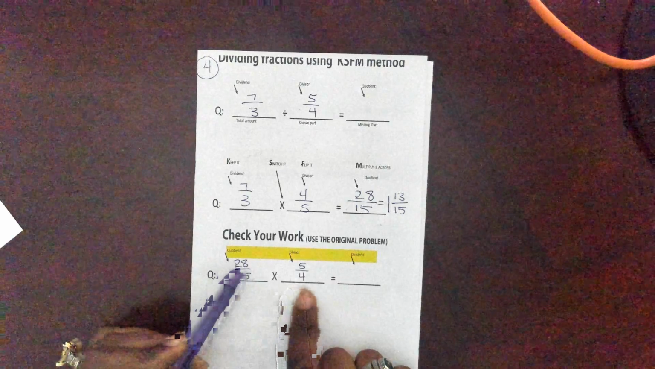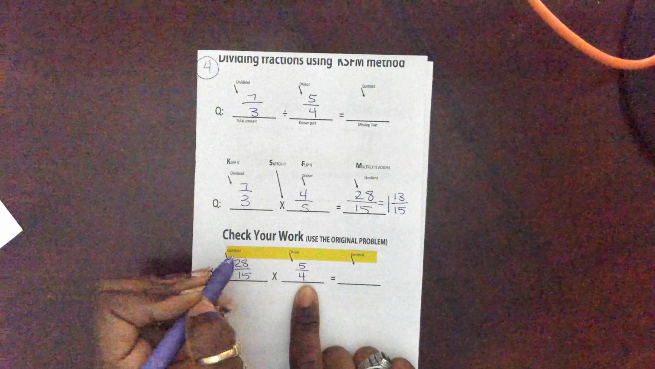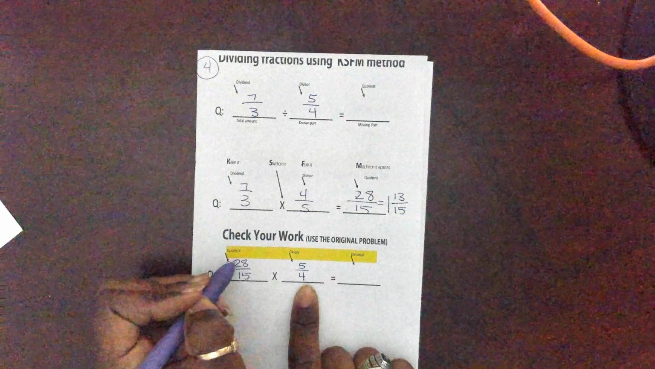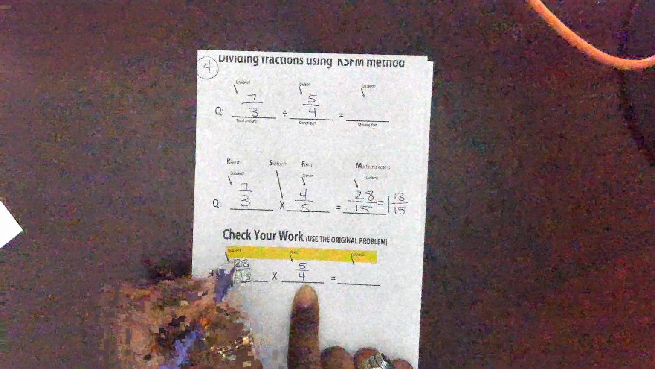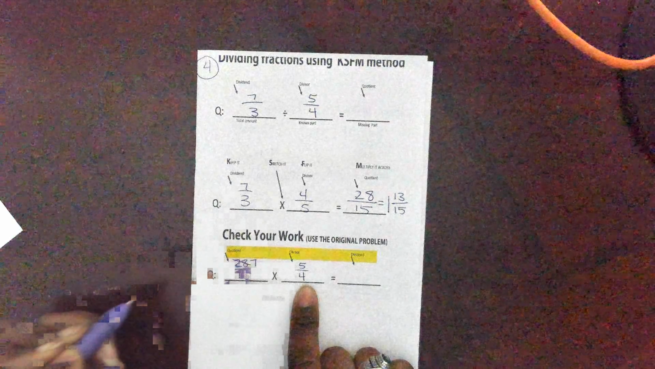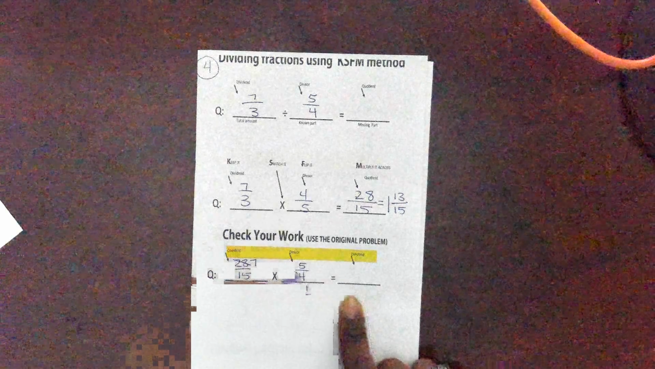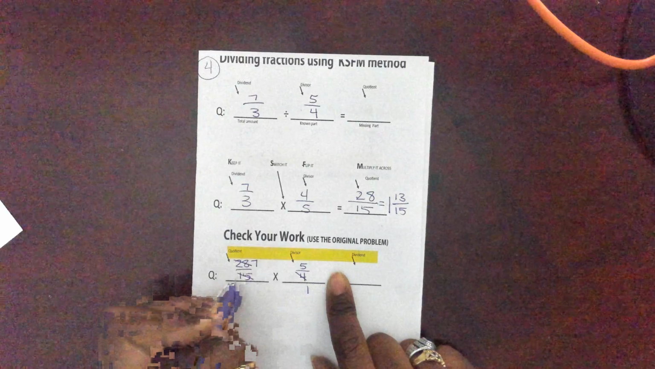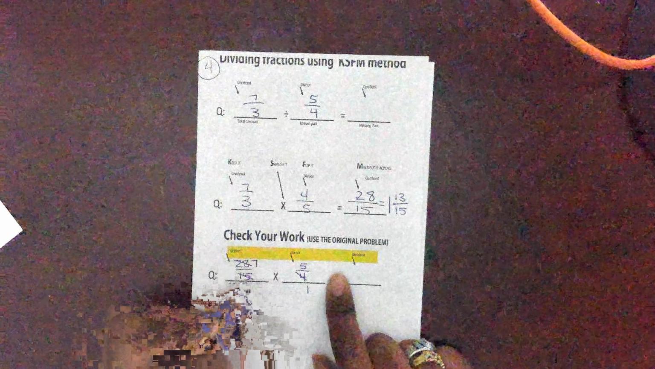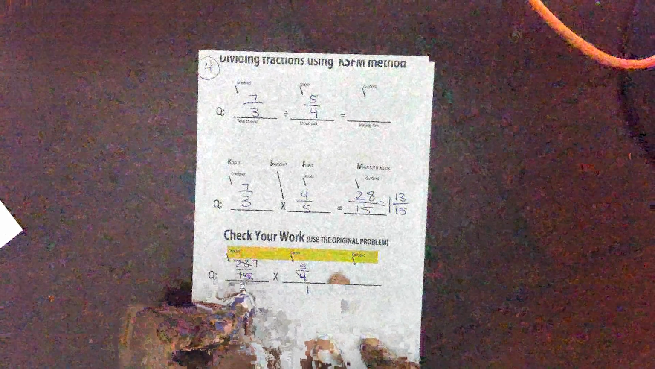So I see that I have 28 and 4, and I can divide both of them by 4. So 28 divided by 4 gives me 7. 4 divided by 4 gives me 1. And then I look at my denominator and my numerator across from each other on the other side. And I have my 15 and 5. I can divide both of them by 5. So 15 divided by 5 gives me 3, and 5 divided by 5 gives me 1.